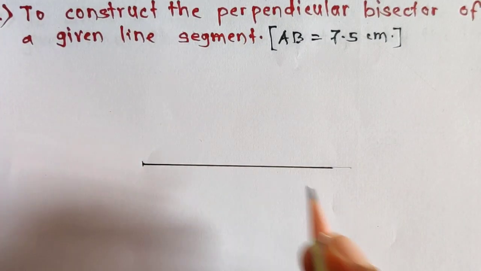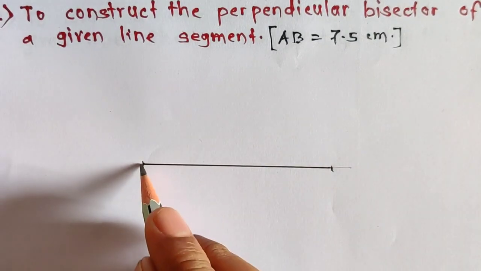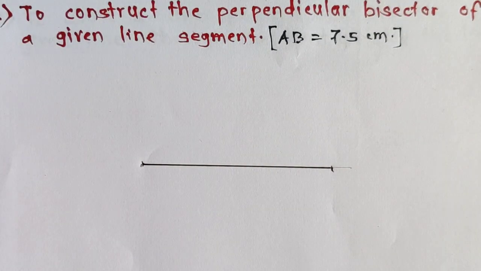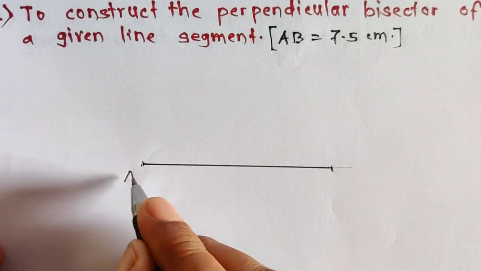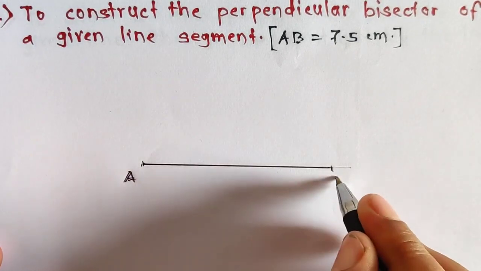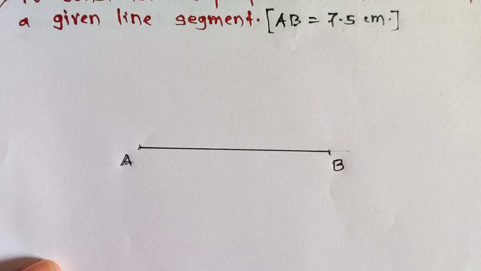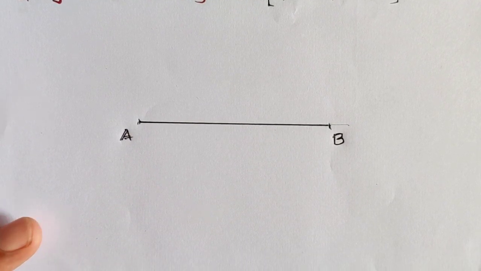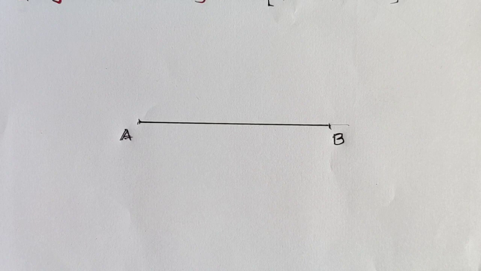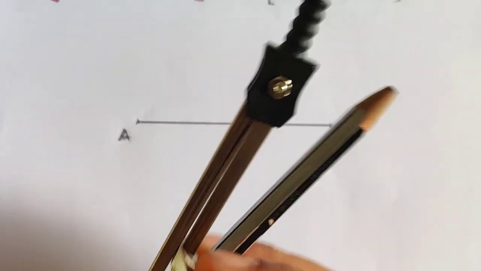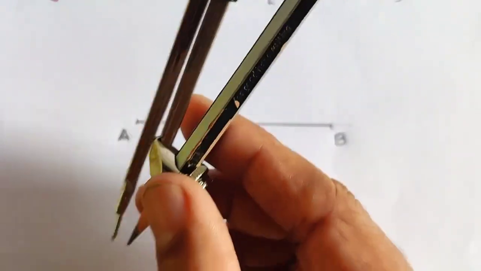Mark the endpoints of AB, here A and B. These are the endpoints of segment AB. Name the points A and B; we can name the points by pen or pencil. So here it is segment AB of length 7.5 centimeter. Now we have to bisect this segment. Bisect means to divide the segment into two congruent or equal parts. For that purpose we need the instrument called a compass.